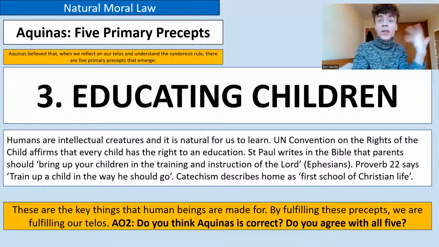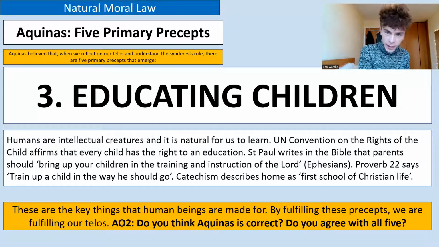St. Paul writes in the Bible, so again, the divine law, that parents should bring up their children in the training and instruction of the Lord. Indeed, Proverbs 22 says, train up a child in the way he should go, whilst the Catechism of the Church describes the home as the first school of Christian life.